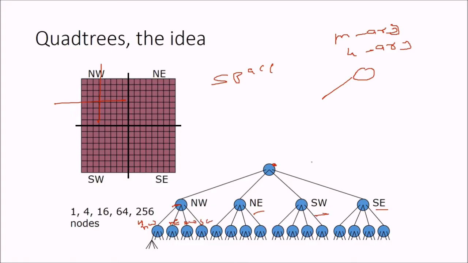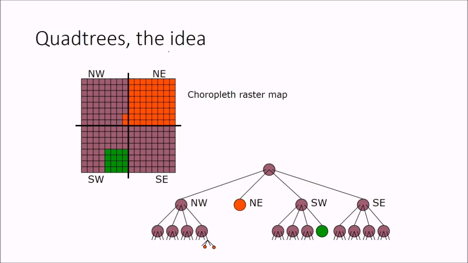So how many nodes do we have here? 4. Here, how many nodes? 4. One node. Here we have 4 nodes. How many nodes do we have here? See, 16. So the numbers vary like this: 4 to the power 0, 4 to the power 1, 4 to the power 2, and 4 to the power 3, that is 64, and likewise. So now how can we represent a choropleth raster map with the quadtree?